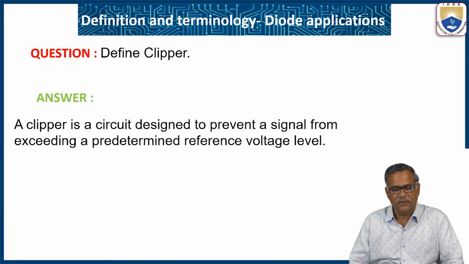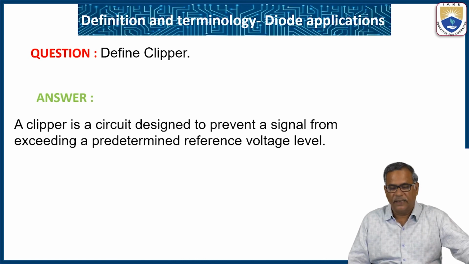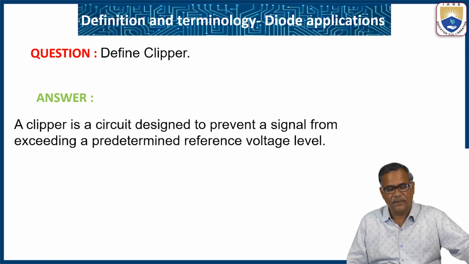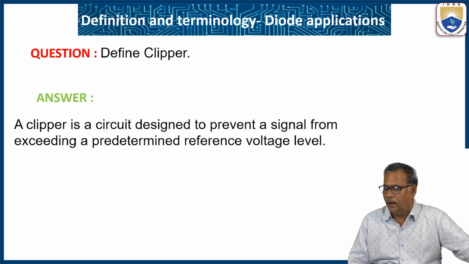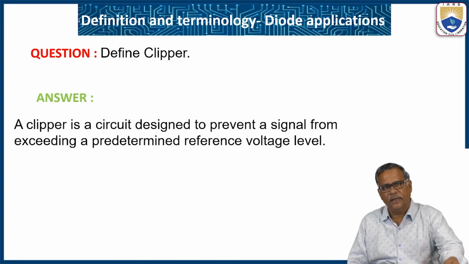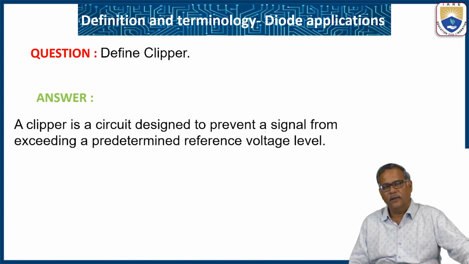Define clipper. A clipper is a circuit that is designed to prevent a signal from exceeding a predetermined reference voltage level. That is nothing but a clipper. If you are clipping the positive portion of the input signal, it is called the positive clipper. And if you are clipping the negative portion of the input signal, that is called the negative clipper. So clippers are classified.